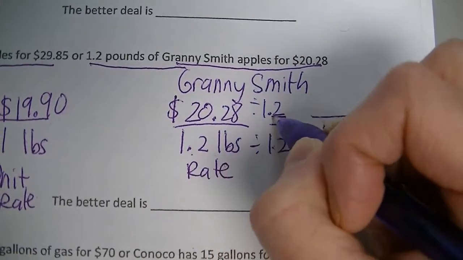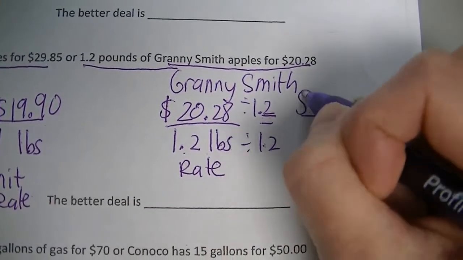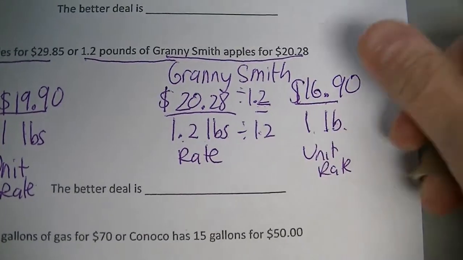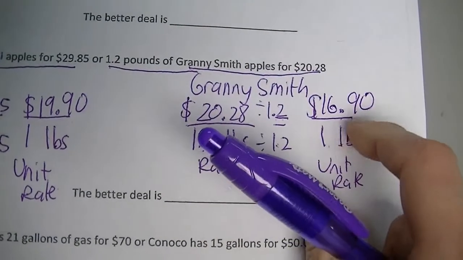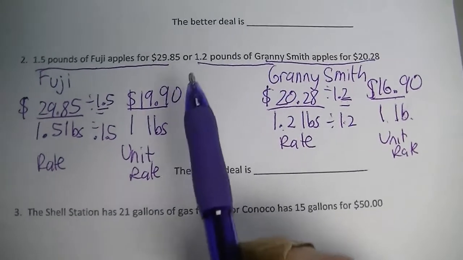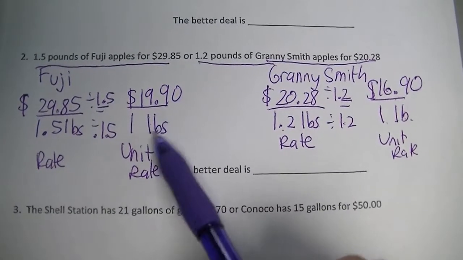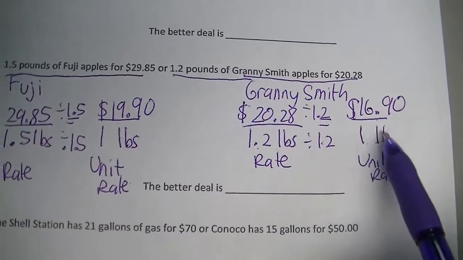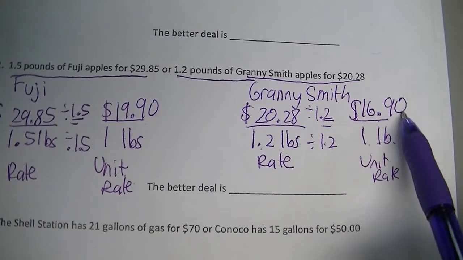And 20 2800ths divided by 1 2/10 is $16.90. Okay, 16. I think on the calculator it would say 16.9, but I wanted to add that hundredths place just because it's money and it just makes more sense. So in comparing this, which one's the better deal? 1 pound of these Fuji apples cost $19.90. 1 pound of these Granny Smith apples cost $16.90.